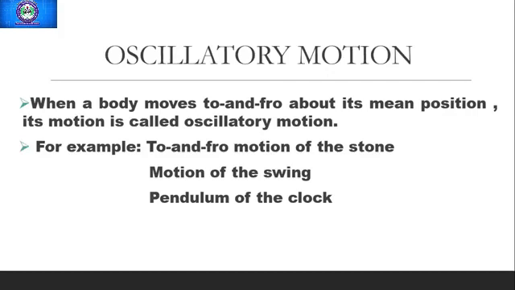So the to and fro motion of a stone is oscillatory motion. The motion of a swing is also oscillatory. The pendulum of a clock is also oscillatory. And the string of a guitar is also oscillatory motion, right? So we have studied all the 5 types of motions.